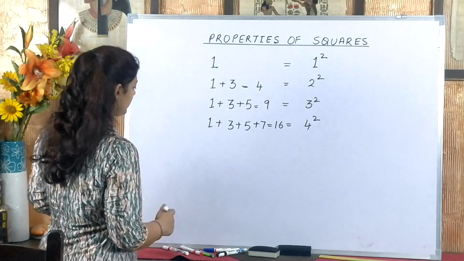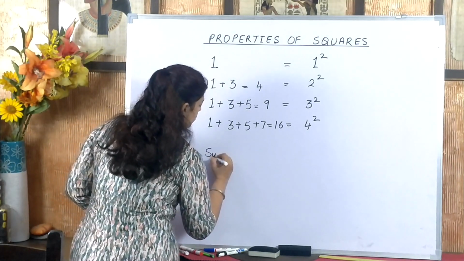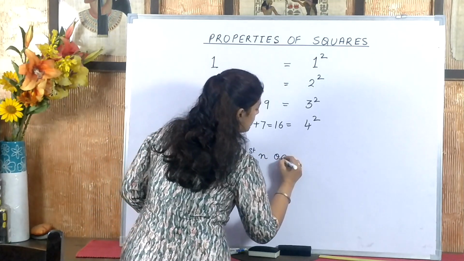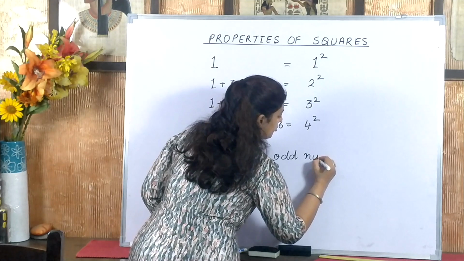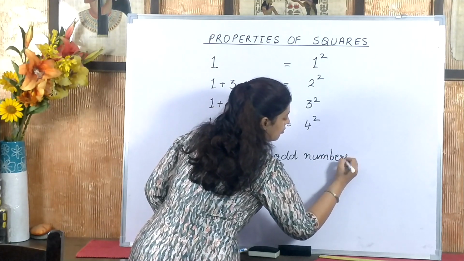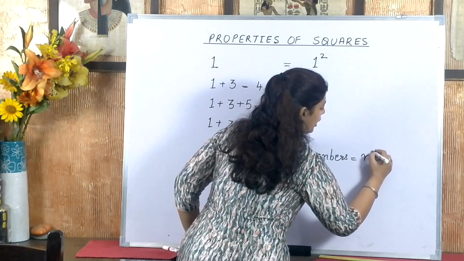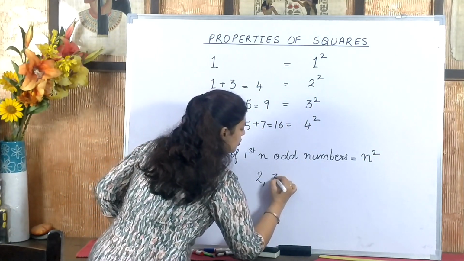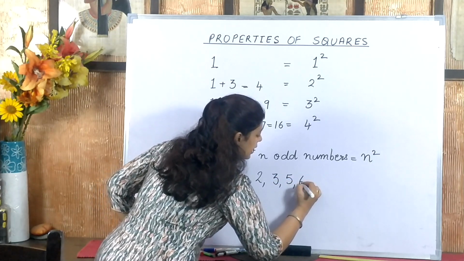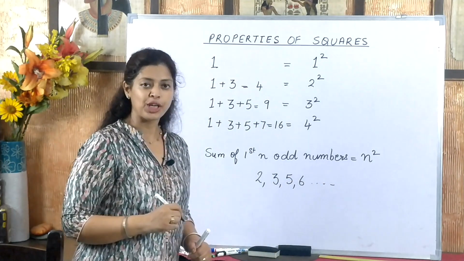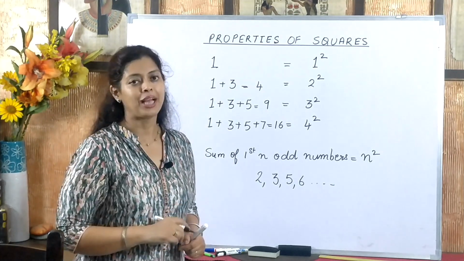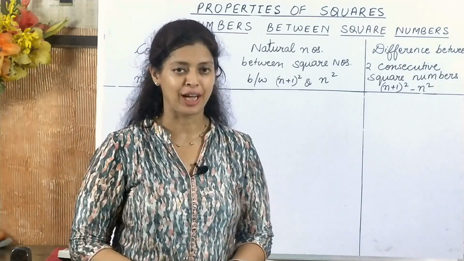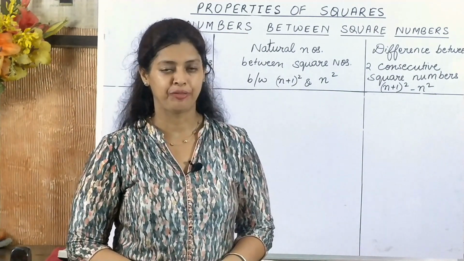So in general I can say that the sum of the first n odd numbers will be equal to n square, and numbers like 2, 3, 5, 6 and so on, which are not perfect square numbers, cannot be expressed in this form. We know that the perfect square numbers are 1, 4, 9, 16, 25 and so on.